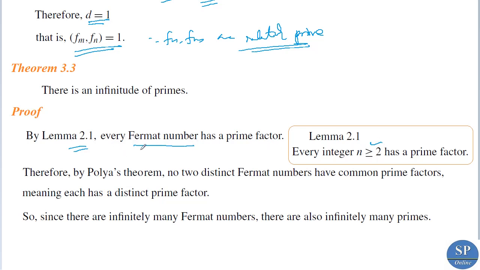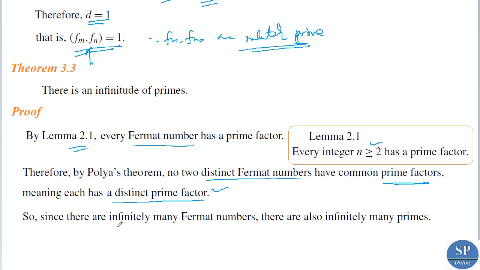Therefore, by Polya's theorem, Fn and Fm are relatively prime. That is, the only common factor of Fm and Fn is 1. So no two distinct Fermat numbers have a common prime factor. That means each Fermat number has a distinct prime factor.